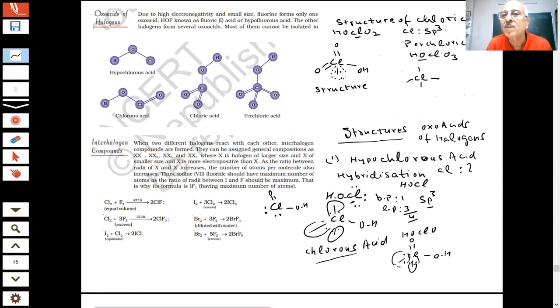4 bonds in the exam, students. After that, I have one OH bond, no problem. Then you have 3 double bonds with 3 oxygen. So chlorine plus 7. You can see 2, 4, 6, and 7. Got it? Yes, sir. Okay. So this is an important point. One question is expected from this. That's why we have taken so much time on these, students.